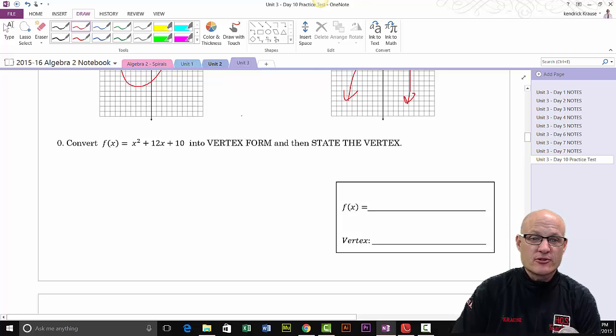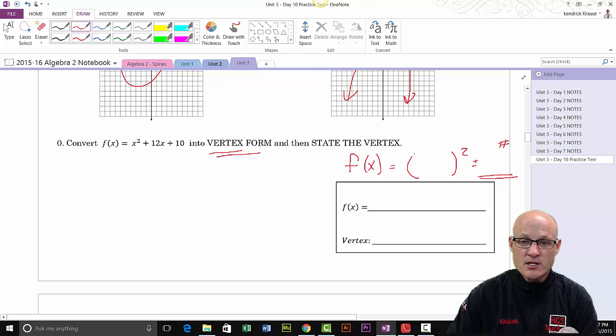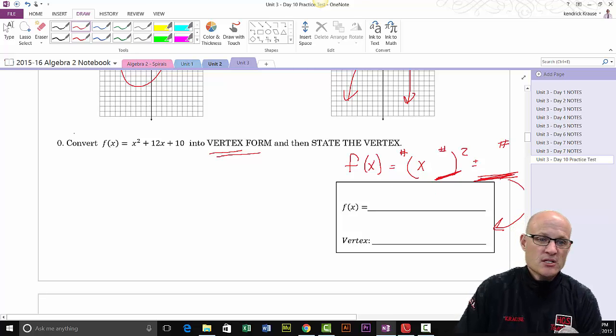All right, we're going to go into vertex form. And what I want when I'm done is f of x equal to some parentheses squared and some number here. So plus or minus, I don't know if it's plus or minus, but some number over here. I'm going to have x here. I could have a number out front here. And I'm going to have a number here. And this part right here, this thing and this thing is my vertex. That's why it's called vertex form. So it's basically the idea of using completing the square.